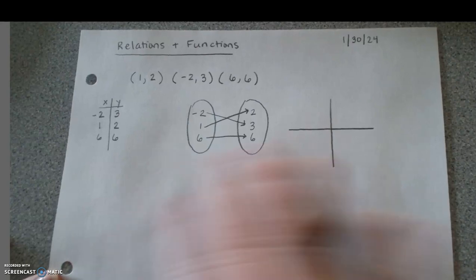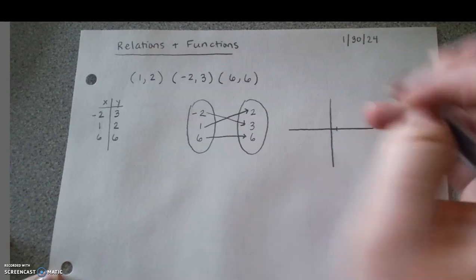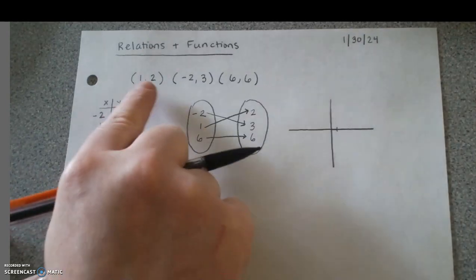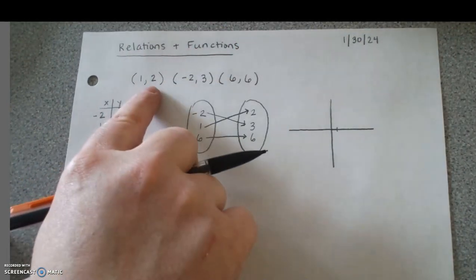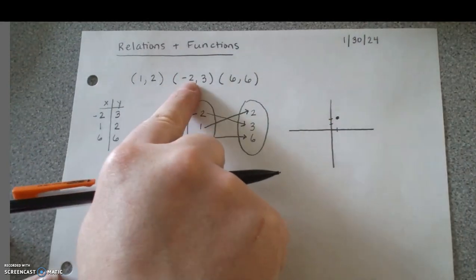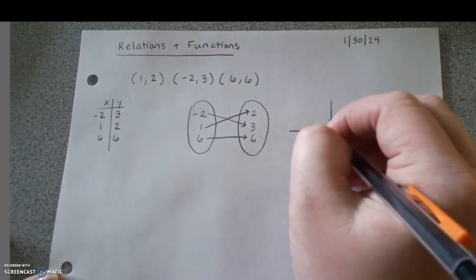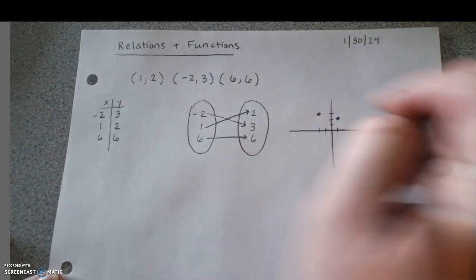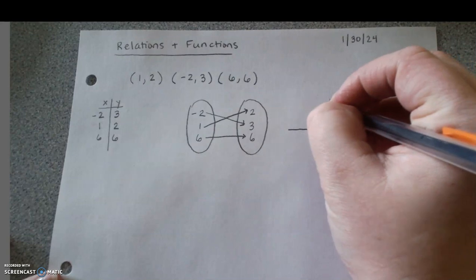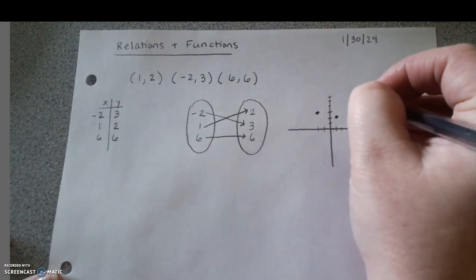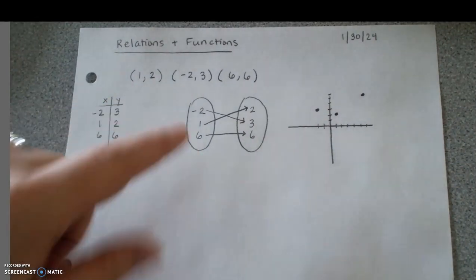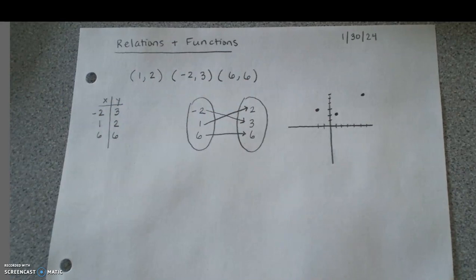And then for graphing, we've done this 1,000 times, but our x tells us how far right or left we're going to go. So we're going to go right 1. And our y tells us how far up or down we're going to go. So we're going to go up 2. So I go right 1 and up 2. That's that point. Left 2 and up 3. Right 6 and up 6. Right there. Okay, so those were the 3 different ways that we can show relations. Actually 4 ways, because coordinate pairs are a way to show them.